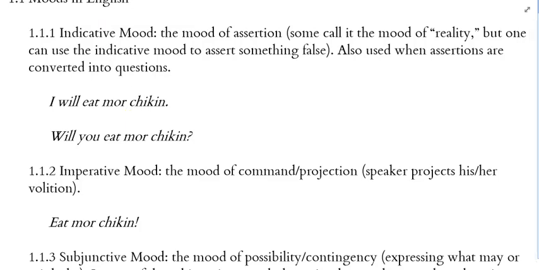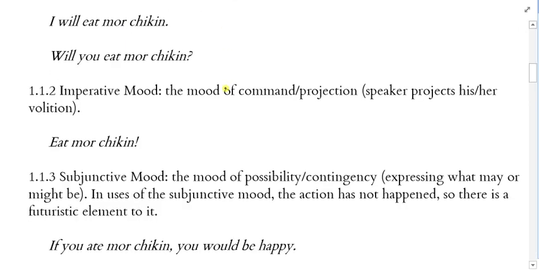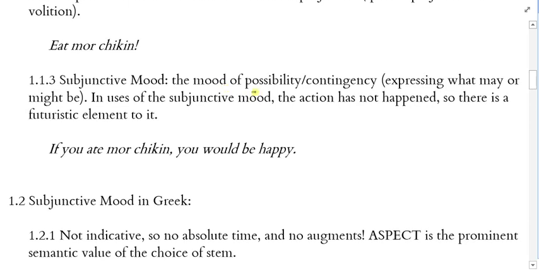Okay, eat more chicken. And then the last mood here is the subjunctive mood. This is the mood of possibility or contingency. Something's contingent, it may or may not be the case, right? And this is for expressing what may or might be. In uses of the subjunctive mood, the action has not happened, so there's often a futuristic element to it. For example, if I say something like, I insist that you be here tomorrow. The verb be in English is a subjunctive mood verb. We don't really use the subjunctive very much in English anymore.